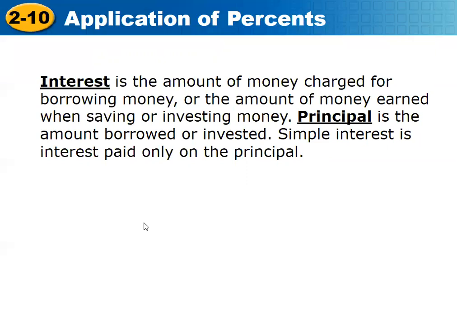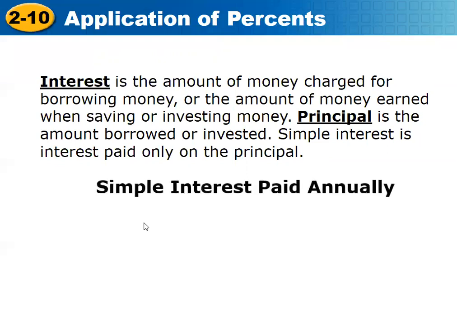Simple interest is the interest paid only on the principal. Simple interest is paid annually, which means if you have the data in the question per month, we have to change it into per year. How are you going to change it into per year? You will divide it by 12. So this is the formula which we have to use. The interest equals principal times R times T.